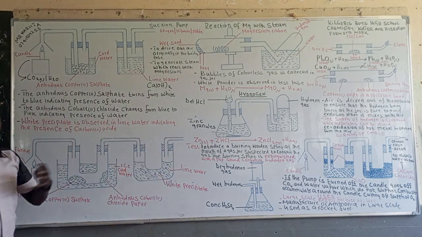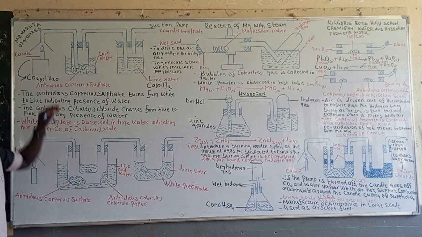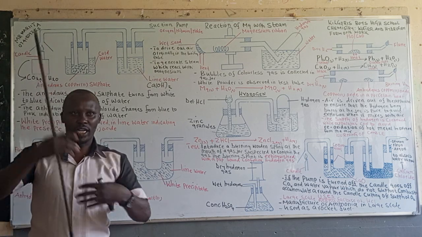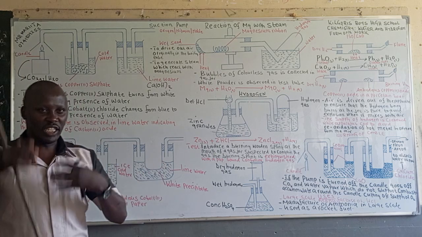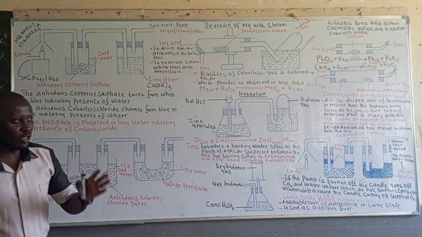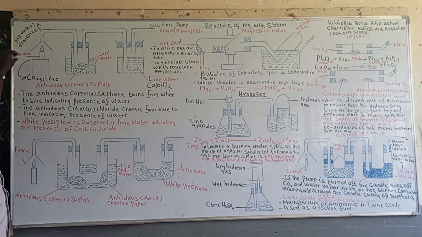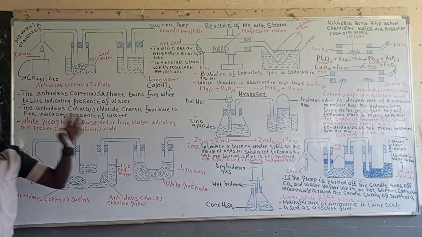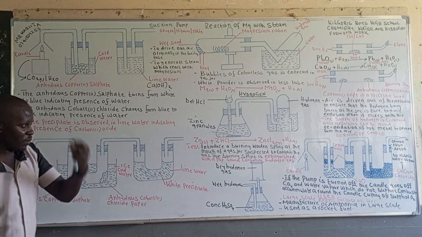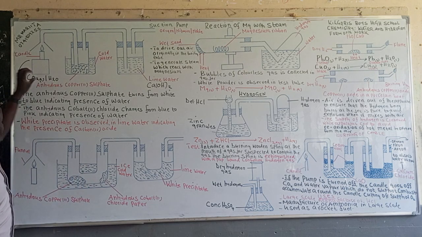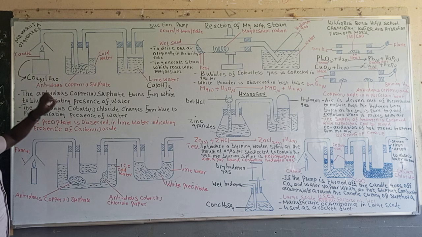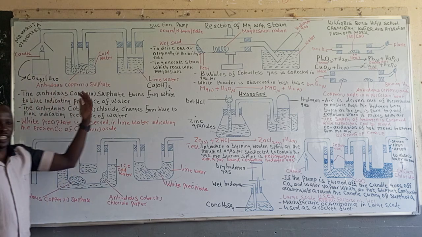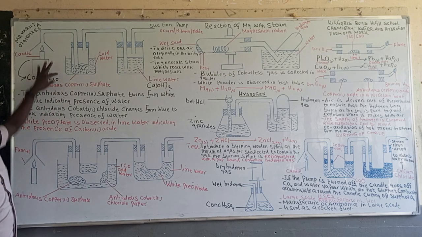The purpose of using the funnel shape in this experiment is just to increase the surface area for the candle to burn in air. So the reason why we have this funnel shape is to increase the surface area for the candle to burn in air. Once the candle burns, it produces CO2 and water. The purpose of this cold water is just to condense the steam such that we can have water.